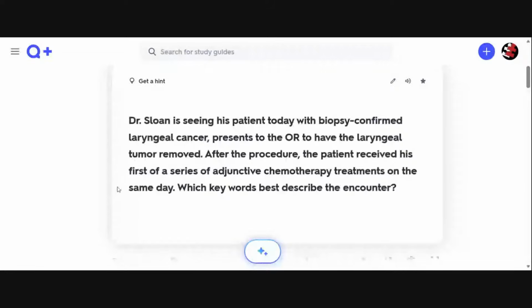All right, so this is going to be our first scenario. I will read it. Dr. Sloan is seeing his patient today with biopsy-confirmed laryngeal cancer. He presents to the OR to have the laryngeal tumor removed. After the procedure, the patient receives his first series of adjunctive chemotherapy treatments on the same day. So which keywords are we taking out of this encounter? What things do we think that we should focus on in order to find our guidelines and in order to find our final ICD 10 CM codes? I'll give you guys a few seconds for this one, and good luck.